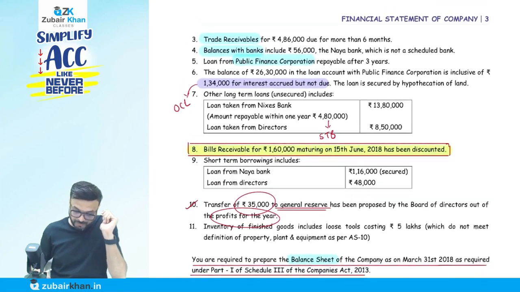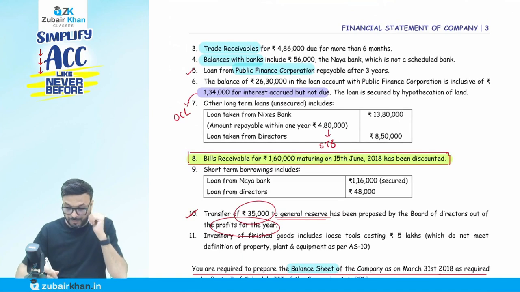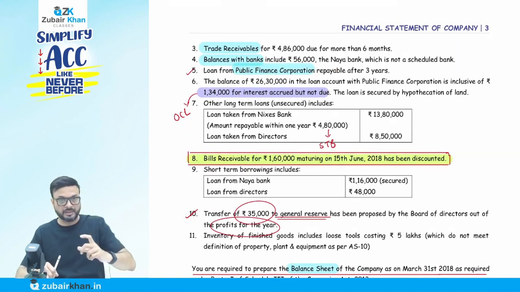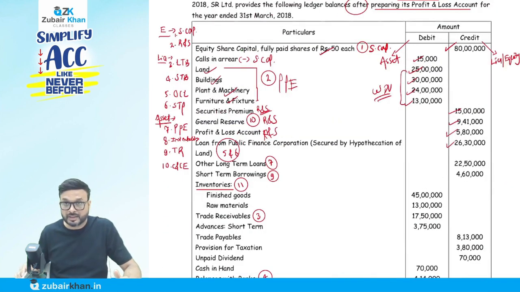When I go to point number 5, it is mentioned that the loan from Public Finance Corporation is repayable after 3 years. What does it mean? They're telling us it's a long-term borrowing. Okay, it's long-term borrowing. But they say that now, the balance of rupees 26,30,000. You can see here the 26 lakh. You can see that now. How much is the balance?